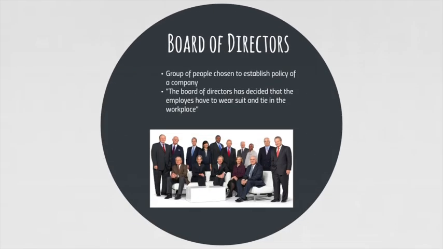The next word is the board of directors. This board of directors is a group of people chosen to establish the policy of the company. They are usually the bosses of the company. And an example of this word is, the board of directors has decided that the employees have to wear suit and tie in the workplace.